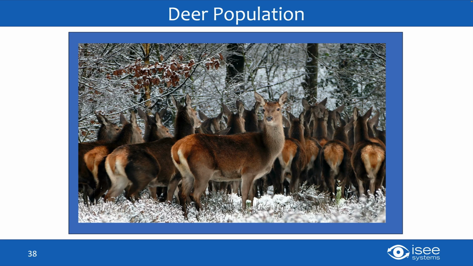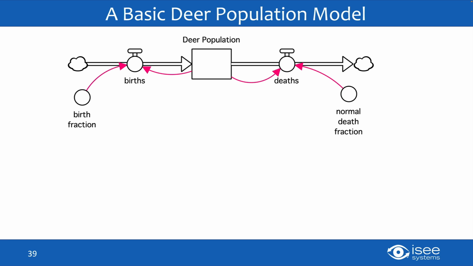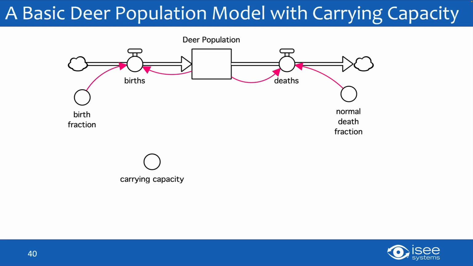Let's consider a deer population in a forest environment. We start again with a basic population structure. We will assume that the birth fraction is larger than the normal death fraction, so this population is growing exponentially. Of course, a population cannot grow exponentially forever.